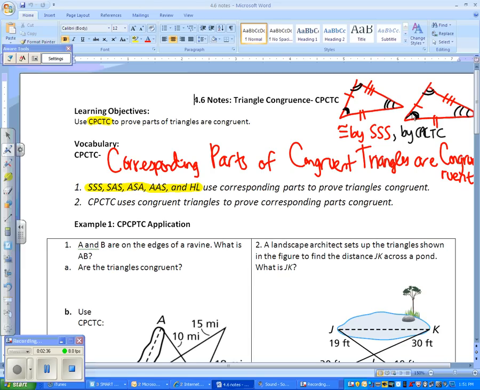Because these angles are in corresponding parts of the triangle. They're in matching parts of the triangle. And we already know that these triangles are congruent. These parts have to be congruent to each other. So by CPCTC, the corresponding angles are congruent. Okay, so we're going to use CPCTC to prove parts of triangles are congruent to each other today.